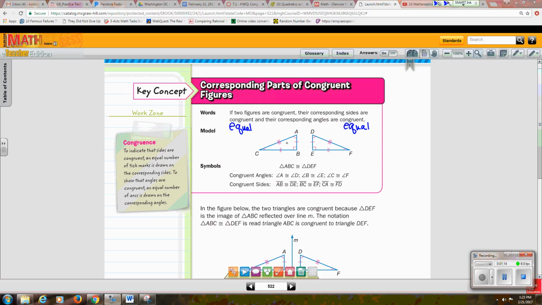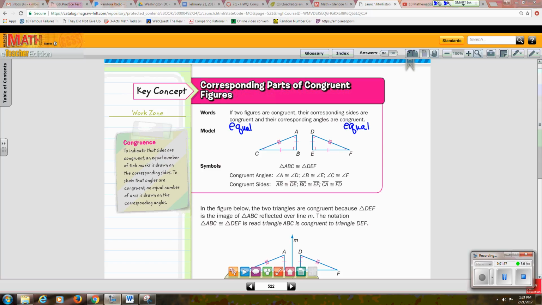If we marked any of these other sides with one hash mark, it would mean that those sides are congruent. So we can't just do a hash mark here and one here, because those three sides are obviously not all equal. So these two are equal based on their hash marks, and then these two are equal based on their three hash marks. Well, angles are the same way.